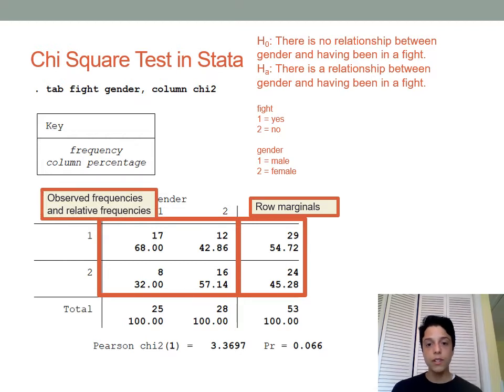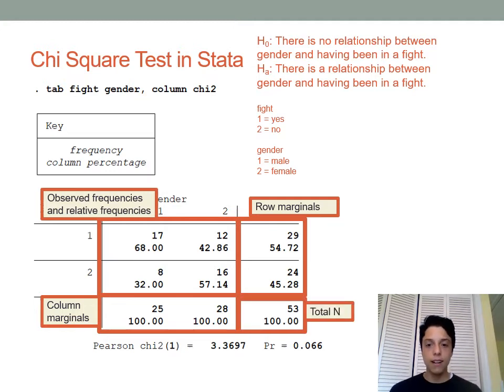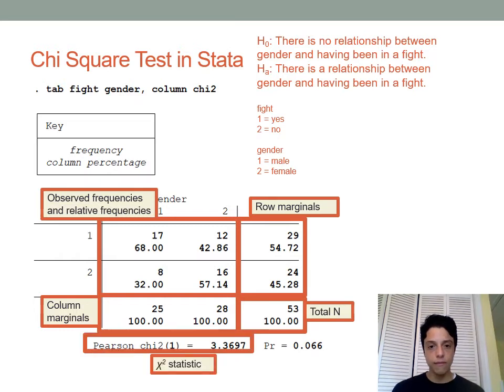We have our row marginals here and our column marginals here. So again, this should be looking relatively familiar. This here is our total, or N, so we had 53 people who answered the questions about gender and the questions about fight, and so are counted in here. The chi-square test in Stata also spits out the chi-square statistic for you, which in this case is 3.37. And then we have the p-value here, which is 0.066.